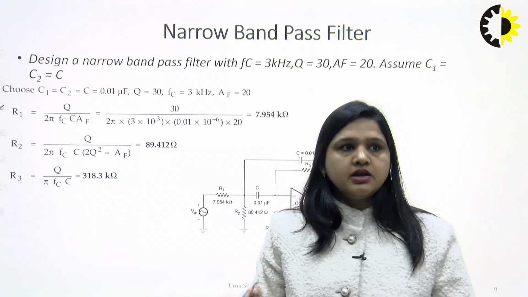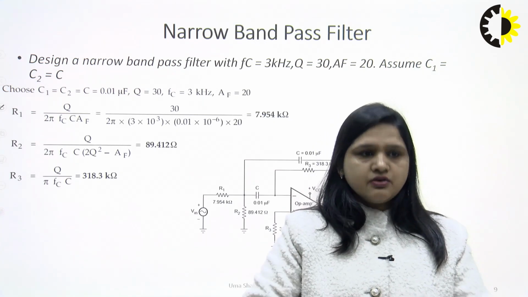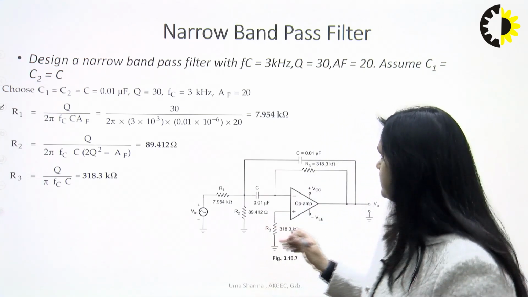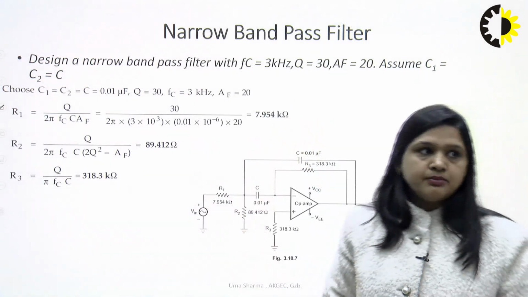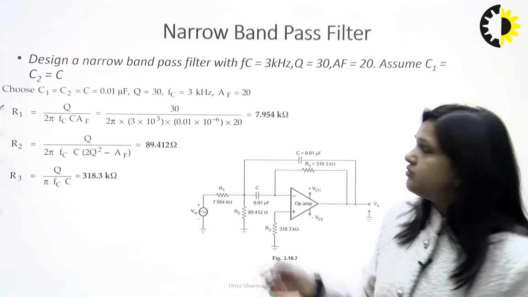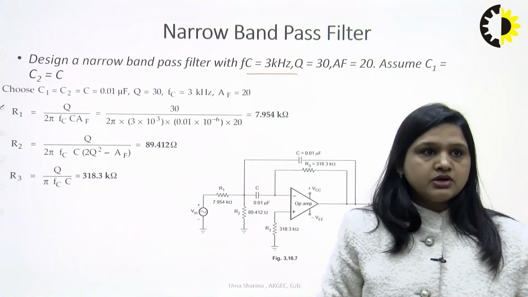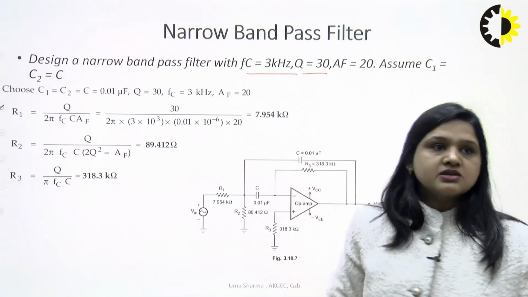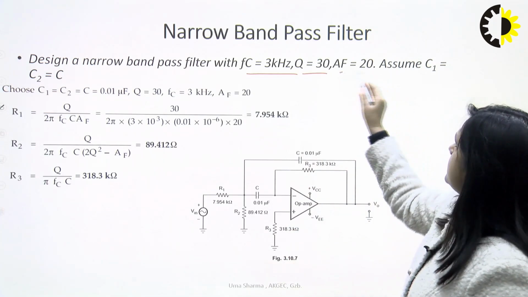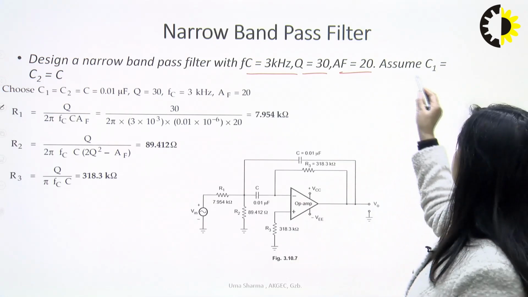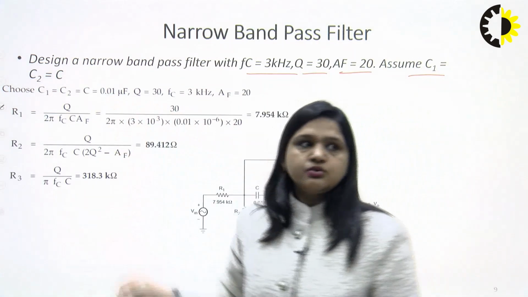Now let's see the narrow band pass filter. The circuit for the narrow band pass filter is totally different. So this is the circuit for the narrow band pass filter. Here I have taken one example: design a narrow band pass filter for the center frequency of 3 kHz. Here the quality factor is given as 30, so definitely that will be a narrow band pass filter, and the gain is also given as 20. Here assume C1 equals C2 equals C.